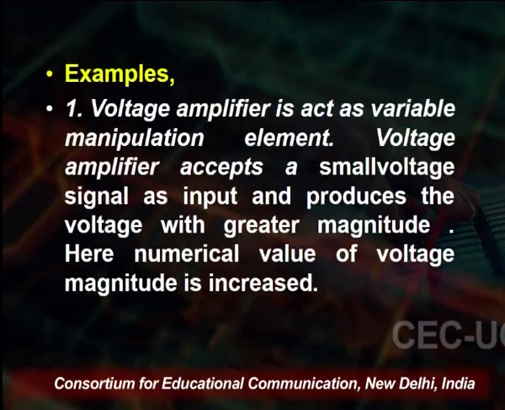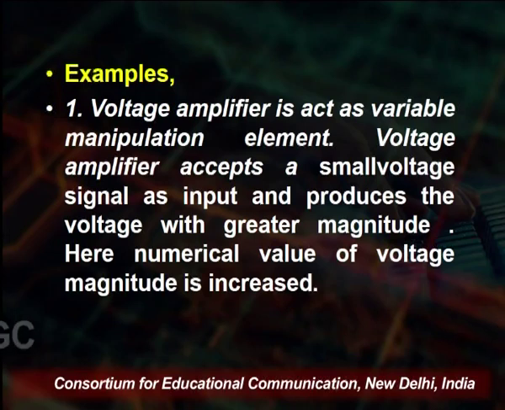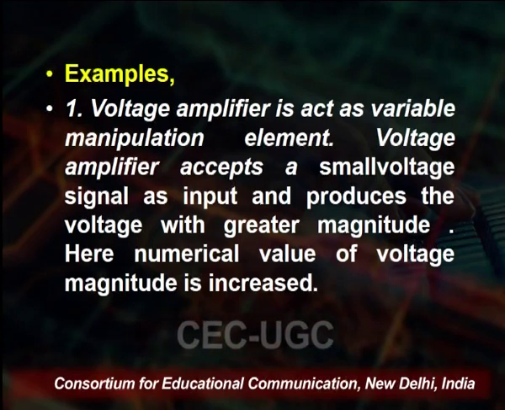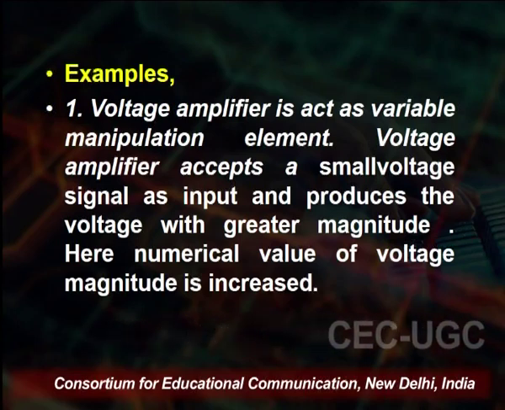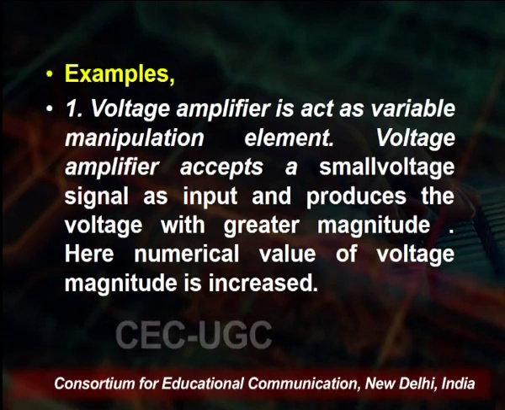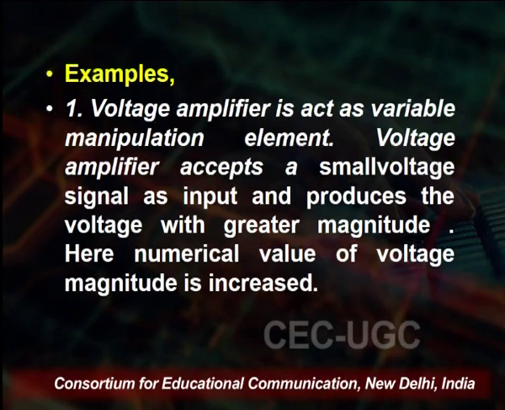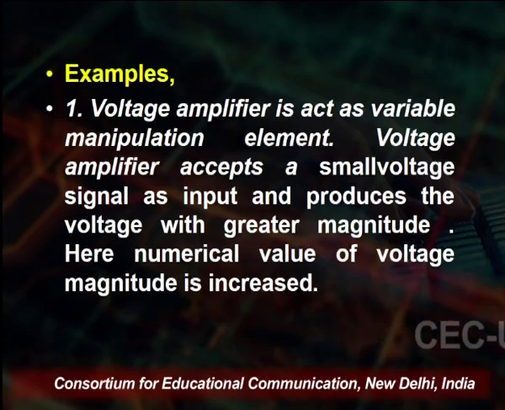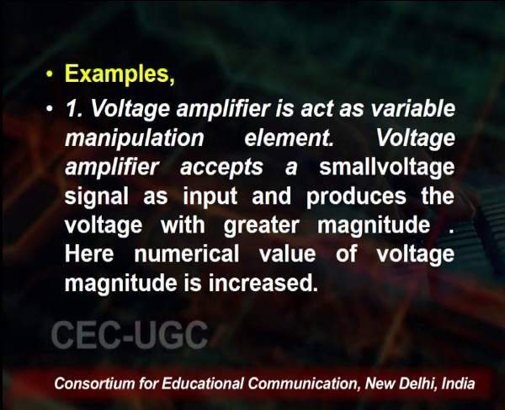Next is the example. If we take this type of variable manipulation element, the voltage amplifier acts as a variable manipulation element. A voltage amplifier accepts a small voltage signal as an input and produces a voltage with a greater magnitude, and here the numeric value of the voltage is increased only. The voltage magnitude will increase, so it just changes the numeric value.